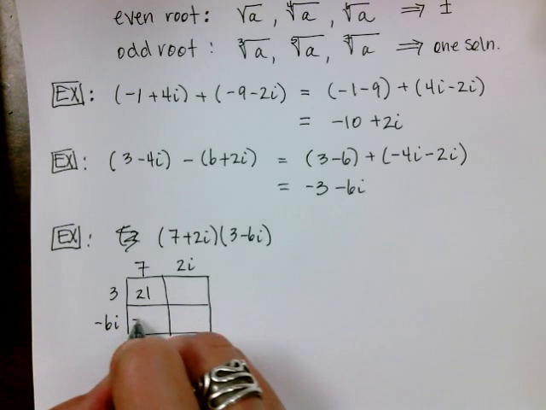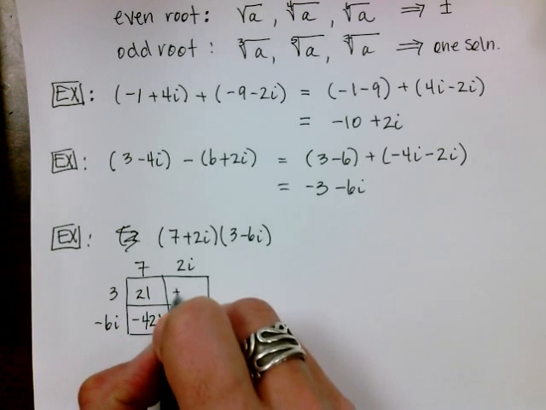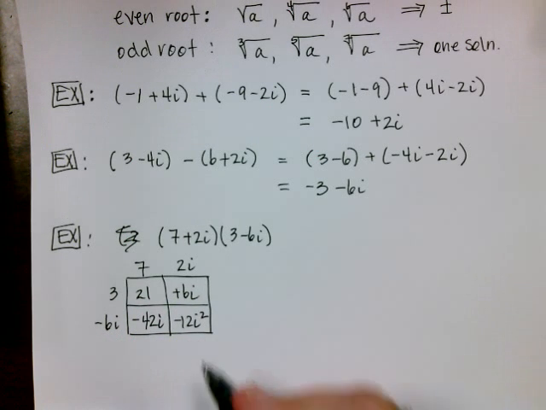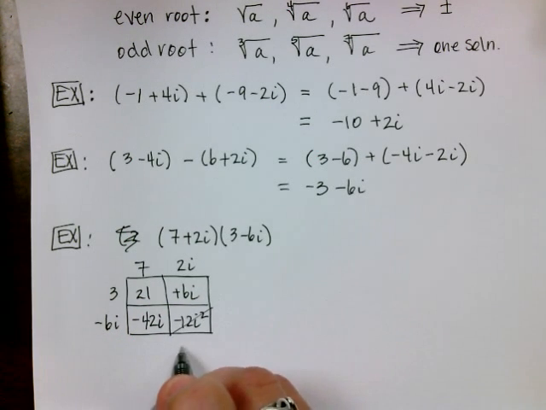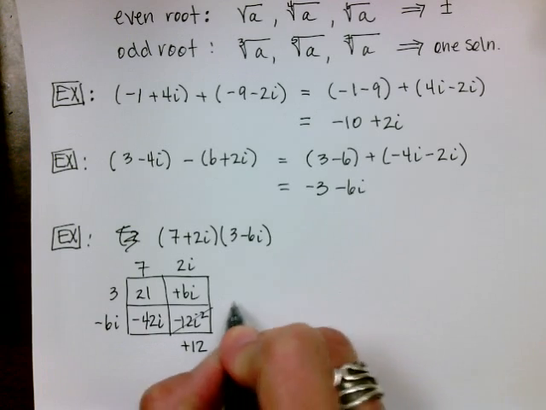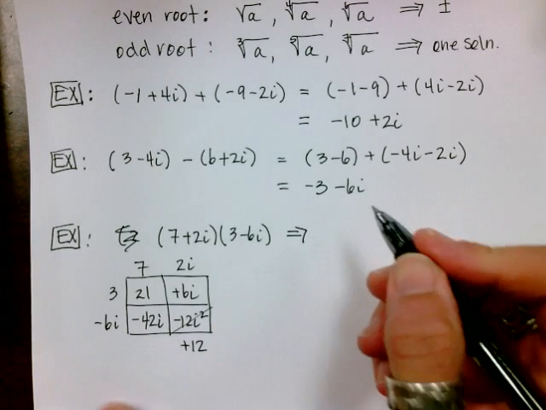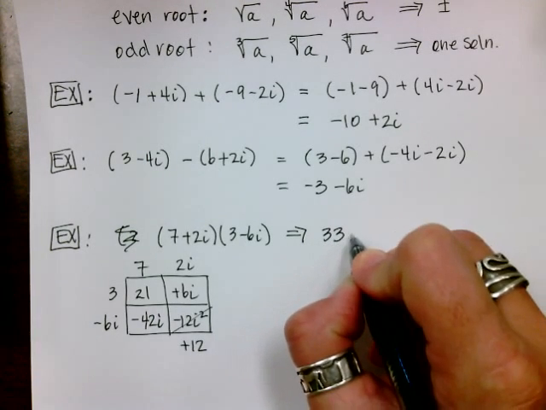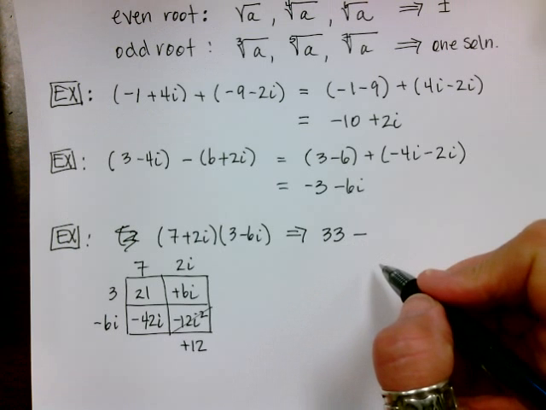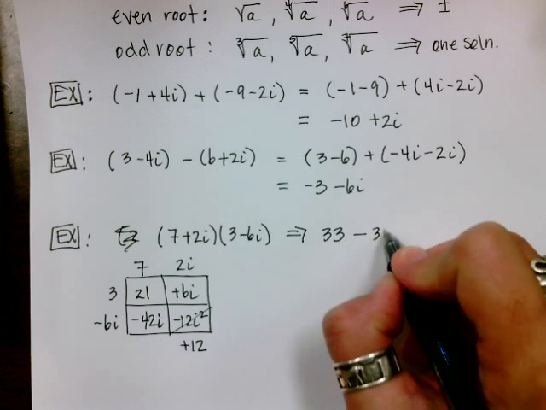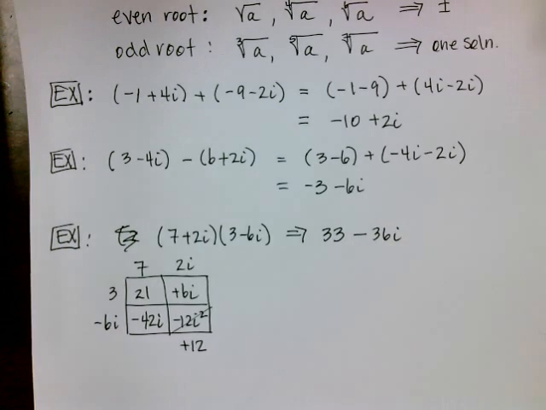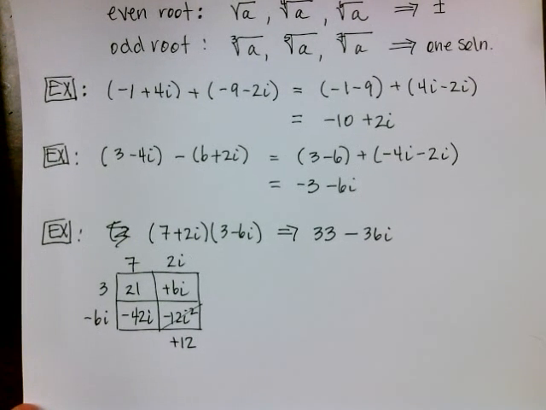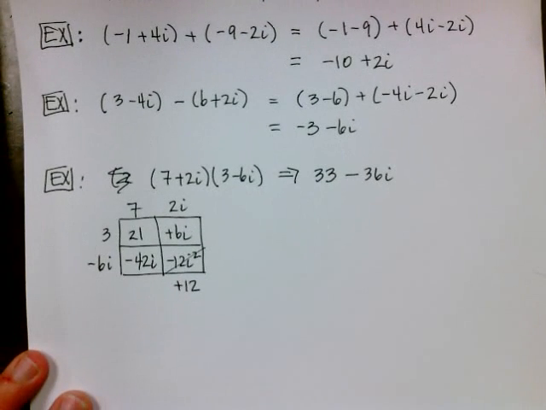This is 21 minus 42i plus 6i minus 12i squared. Remember that this is going to be a positive 12, so this is going to reduce to 21 plus 12. It's going to be 33, and then I'm going to have a -42 and a +6 to give me -36i. All right, so those are all problems from your previous discussion on complex numbers.